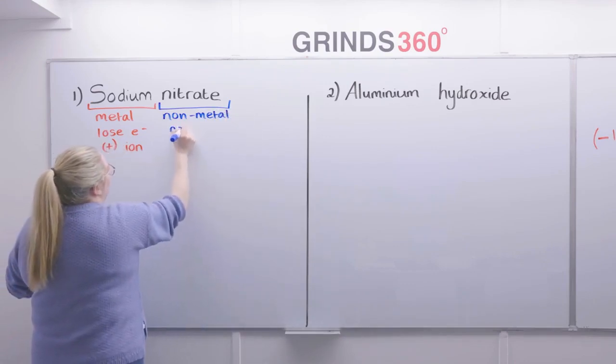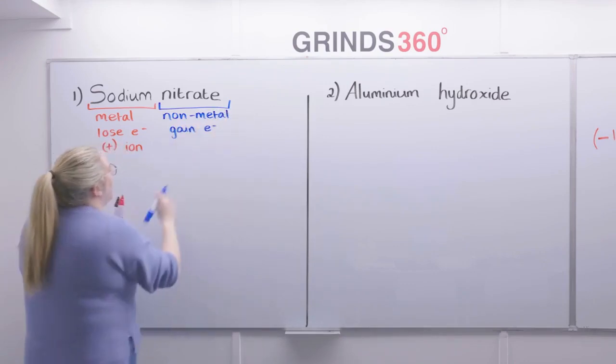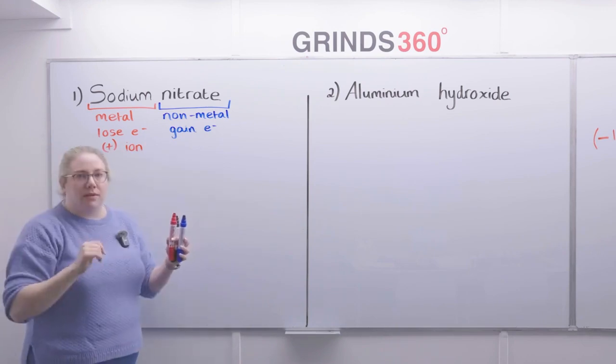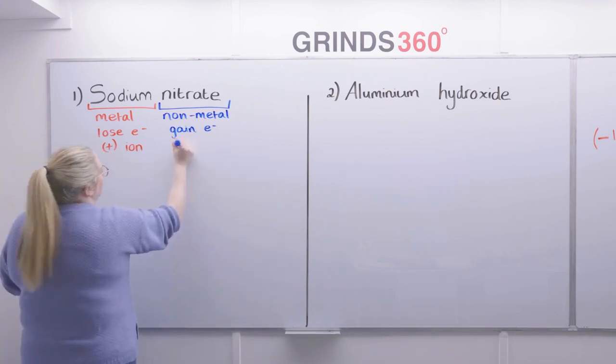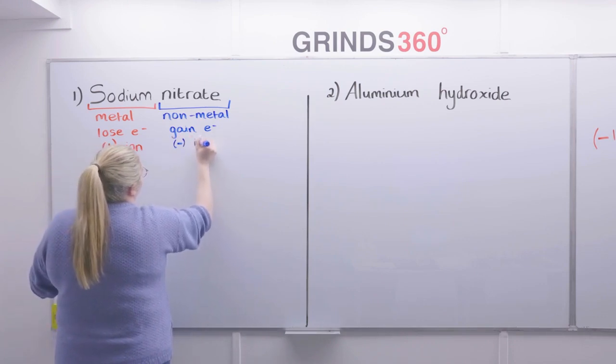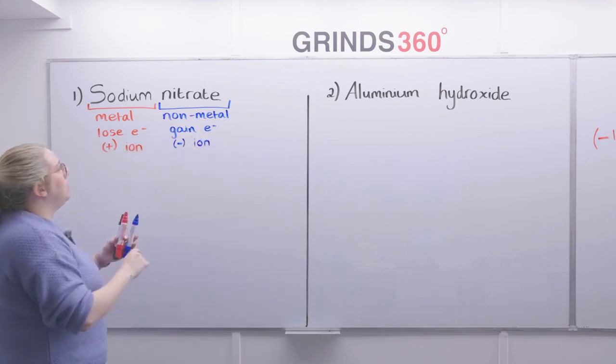Non-metals will gain electrons. That's why most of the polyatomics over there, apart from the ammonium, are negatively charged. So this will form the negative ion. Right, so we write out our formulas.